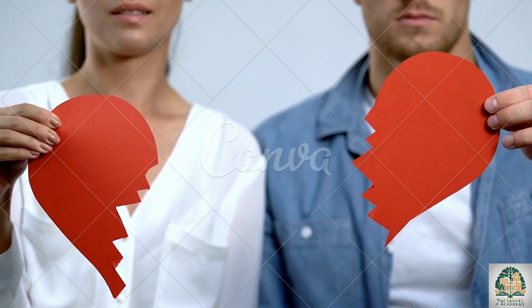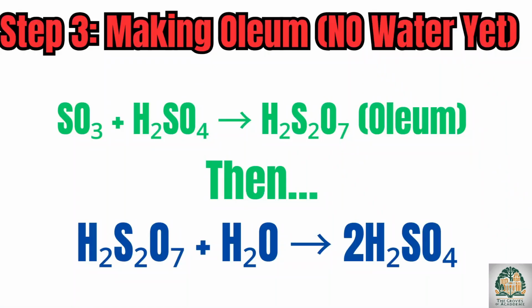Instead, we do this safely. SO3 is added to sulfuric acid to form oleum, whose formula is H2S2O7. Then it is diluted by adding water to get sulfuric acid. Acid upgrade completed. Boom! You have made sulfuric acid, all thanks to the contact process.